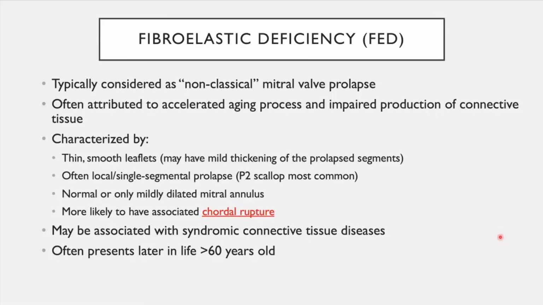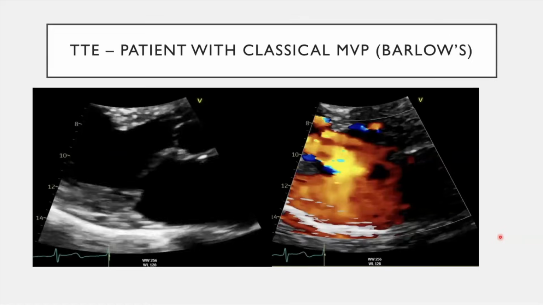There's a normal or only mildly dilated mitral annulus, and they're more likely to have associated chordal rupture. They often present a little bit later in life, greater than 60 years of age.